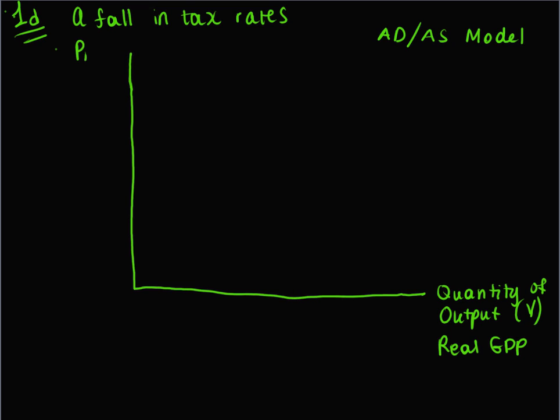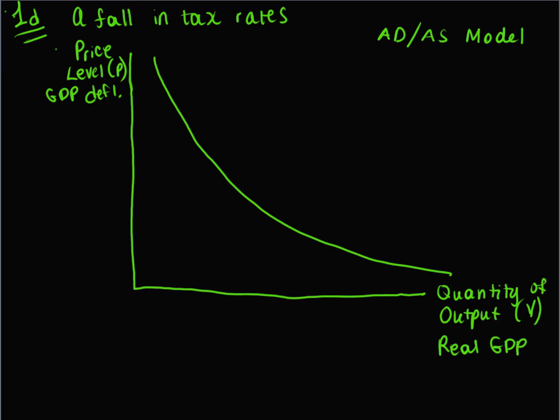I'm going to pick a point on this aggregate demand curve just to consider where I begin. And this corresponds with a quantity of aggregate demand, which I'm going to call Y sub 1, and it corresponds to a level of prices in our economy, which I'm going to call P sub 1. Now I'm going to consider the question, a fall in tax rates.